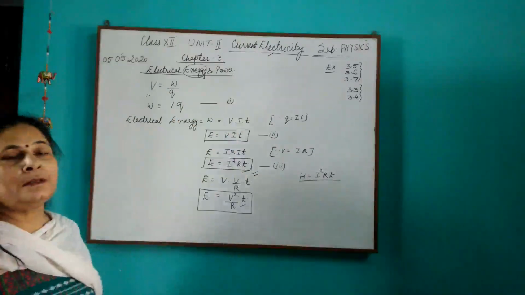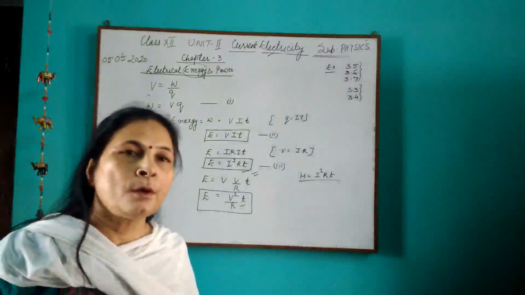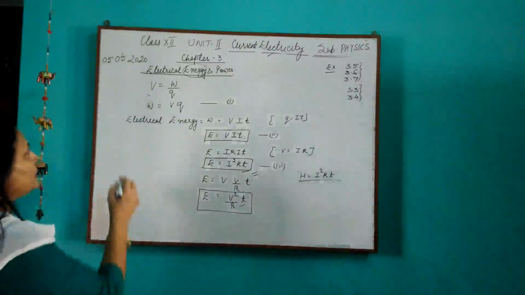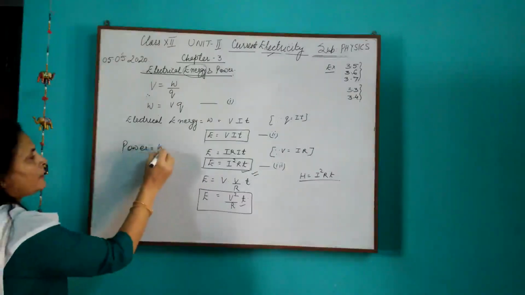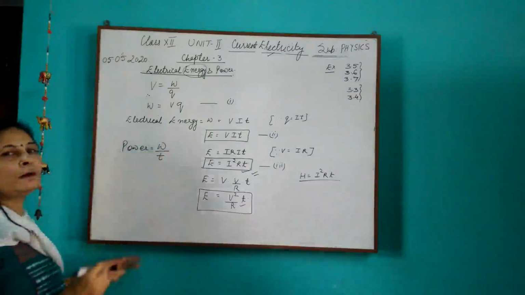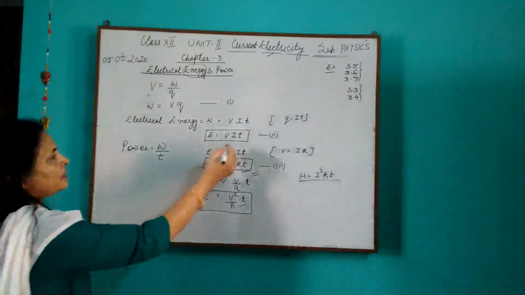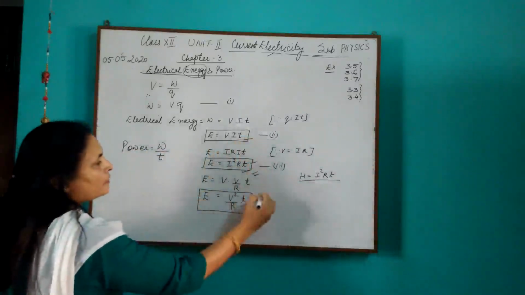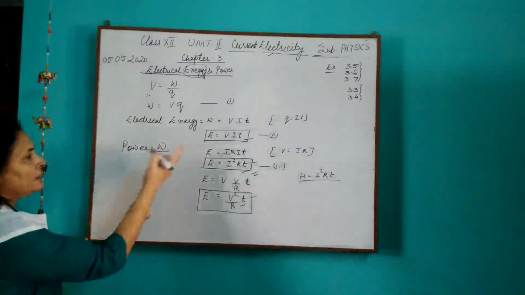Accordingly, when we go for power, now this becomes very simple. As we have done energy, in the similar manner we will get three expressions for power also. Because how is power defined? Power is defined as work upon time. Since we have got these expressions for work also, how will we get three expressions for power?